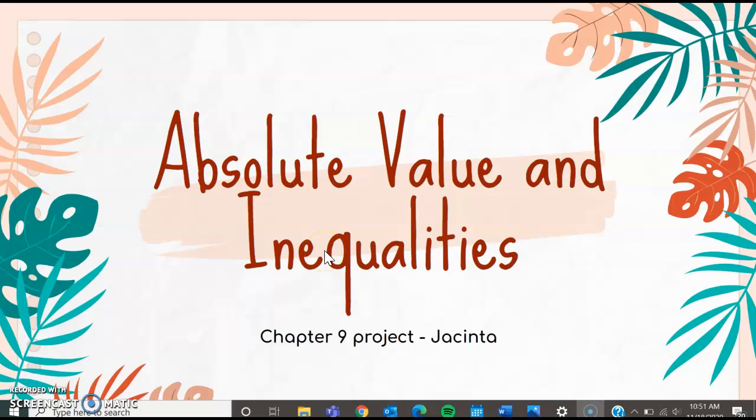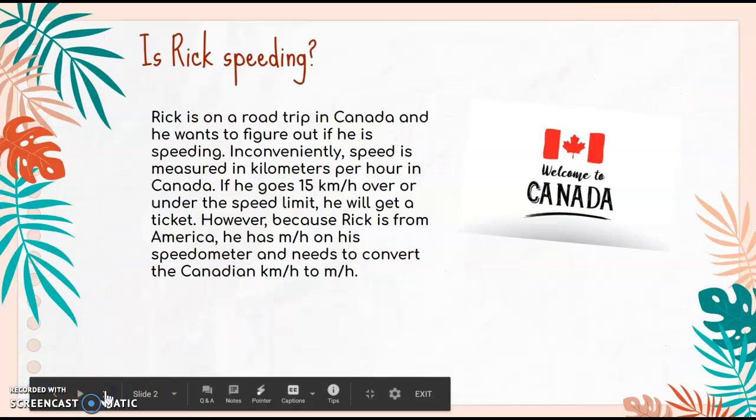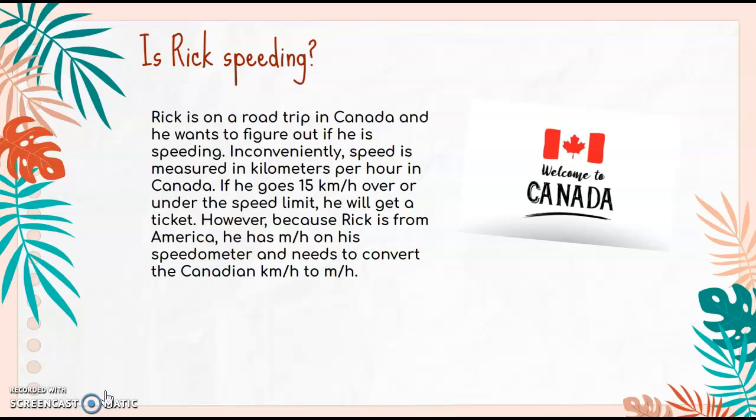This is my presentation on absolute value and inequalities. Rick is on a road trip in Canada and he wants to figure out if he is speeding. Inconveniently, speed is measured in kilometers per hour in Canada. If he goes 15 kilometers per hour over or under the speed limit, he will get a ticket.